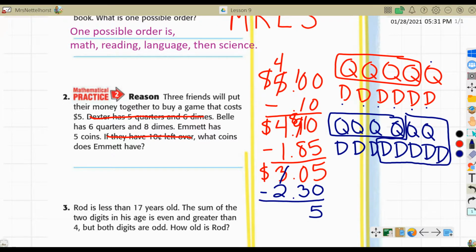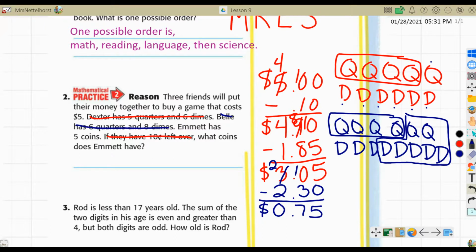Okay, so I'm going to borrow from the 3 and make it a 2. And I'm going to take those 10 dimes from the dollar and put them over here. So now I have 10 dimes here. 10 dimes minus 3 dimes is 7 dimes. Need my decimal point. 2 minus 2 is 0. You can put a 0 in the $1 place. So now I have 75 cents left. So I did Belle has 6 quarters and 8 dimes.